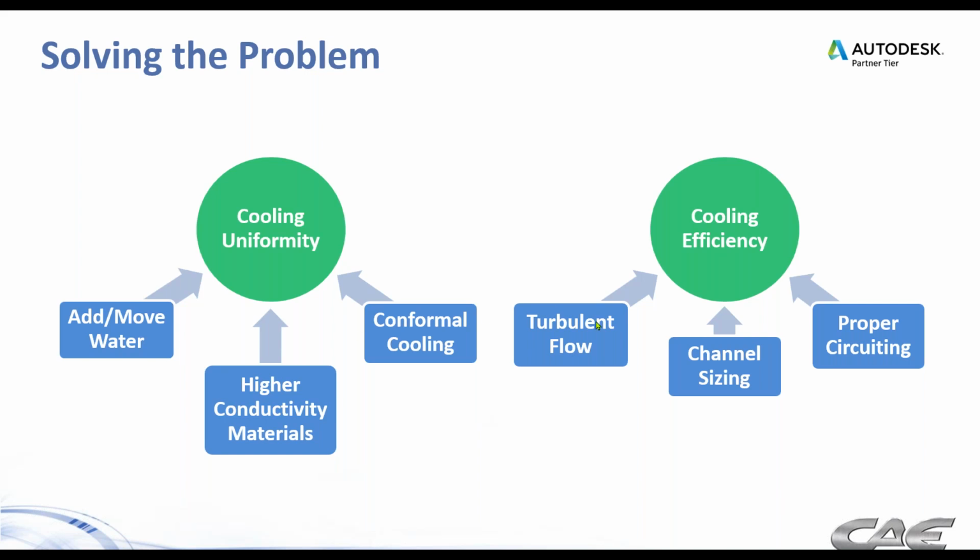On the efficiency side, we always need to get to turbulent flow, and we're going to do that by sizing our channels properly. And then when we have them sized properly, we're going to circuit them properly so that we're achieving turbulent flow, we're achieving uniform temperature, and we're doing it with a minimum amount of water.